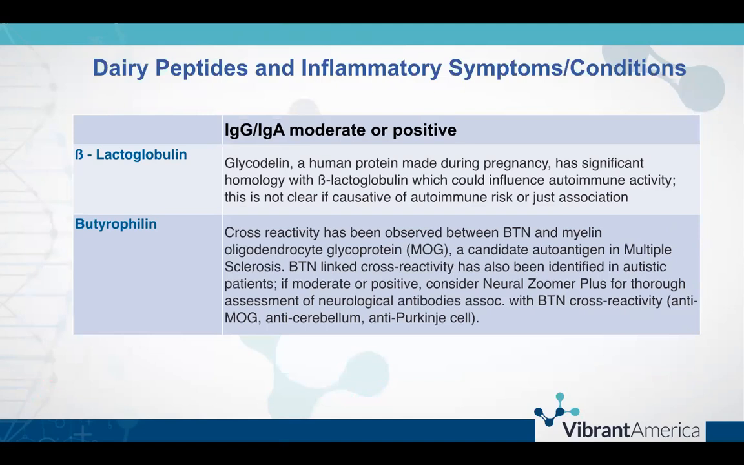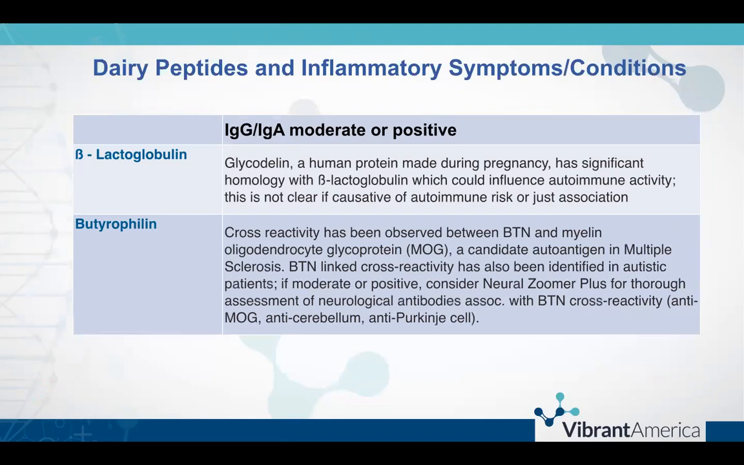And then the last one is butyrophilin. This has actually been observed to have cross-reactivity with myelin oligodendrocyte glycoprotein, which is your anti-MOG that you might see on the neural zoomer plus. And there are some connections between this and multiple sclerosis, as well as possibly autism. This has also been identified as a connection with anti-MOG, I mentioned, anti-cerebellum proteins, and then anti-Purkinje cell.